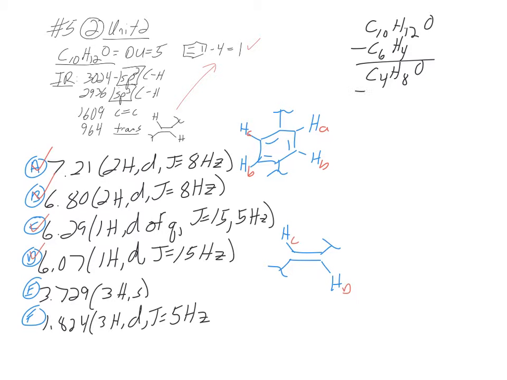So minus C2H2. I got C2H6 left over, and the oxygen. I look at one at 3.79. That's pretty deshielded. That makes me think, right, a CH3, and it's a singlet. So that makes me think of a methyl group. This may be next to an oxygen, so that'd be one piece. So that'd be for E.